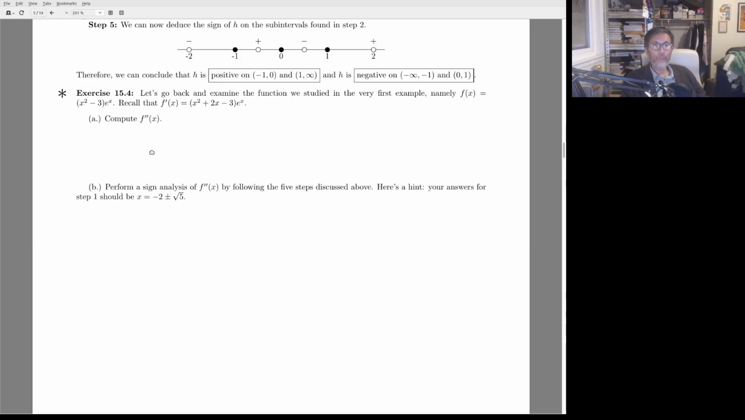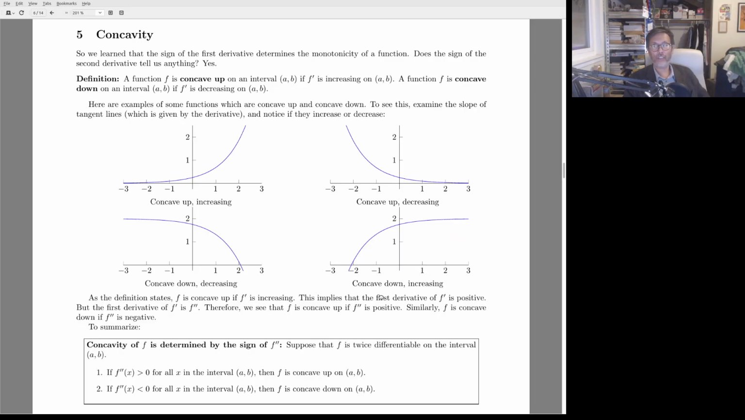Why do I ask you to do a sign analysis of f double prime? Give me just 30 seconds. Because it turns out that much like the fact that we just learned today, that the monotonicity of f is determined by the sign of f prime, it turns out that the sign of f double prime determines something about f. What is that something? It's called the concavity of f. And that's what we're going to learn next in this section. We're going to learn about concavity.